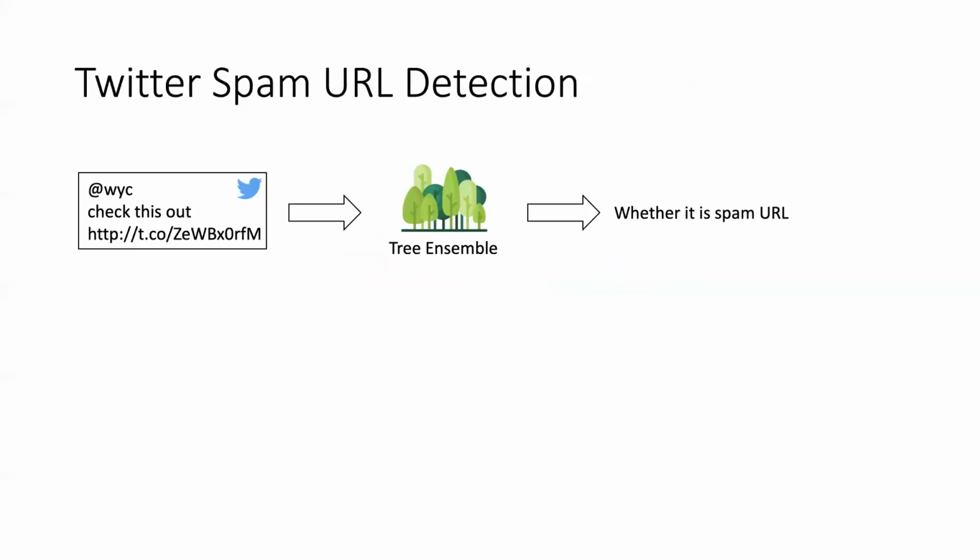We have implemented our robust training algorithm for both scikit-learn and XGBoost, and we have applied it to Twitter spam URL detection as a case study. The task is, given a tweet containing a URL, we want to train a robust tree ensemble to detect whether it is a spam URL.